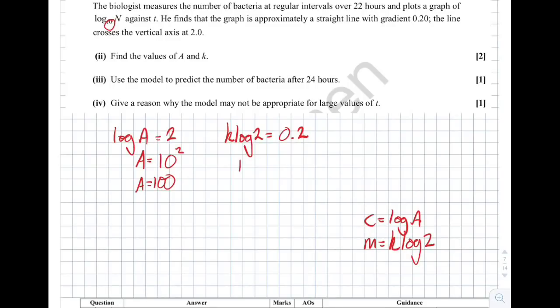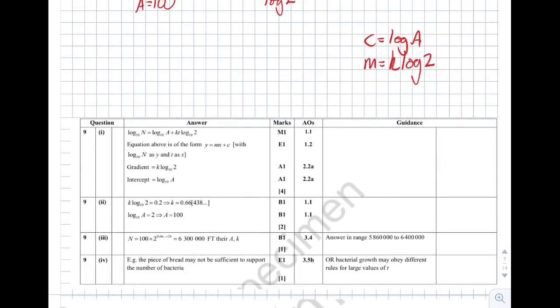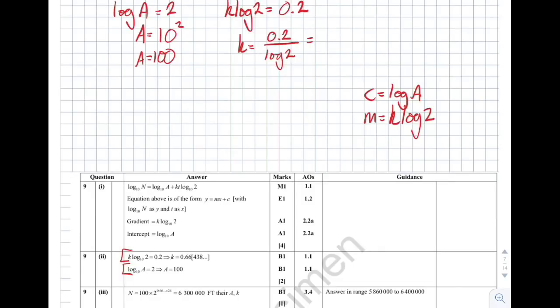And then to find k, we're going to have to do 0.2 divided by log 2, which is 0.66438. So you get 1 mark for each there. There's not a lot more to it than that. So we'll say k is 0.66.